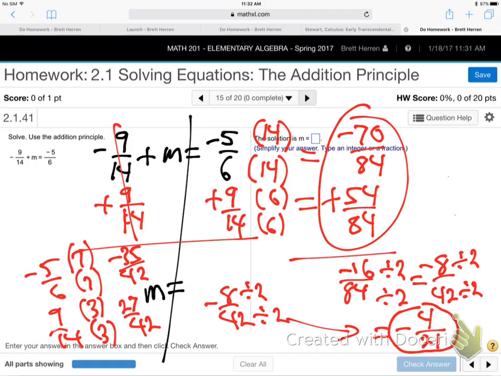Questions on this one? I have 7/6. What's that? Do you get 7/6 as your final answer? Minus 6/7. I can come by and take a look in a minute. All right.